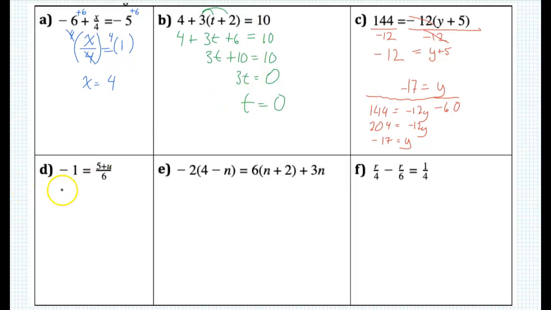All right, D. We want to isolate u, and what we've got here is division that we really need to undo first. So I'm going to multiply both sides by 6. Multiplying by 6 is going to undo the division. So I have -6 equals 5 plus u. And now I'm going to subtract 5 from both sides. So I have -11 is equal to u. That's it. There we go.